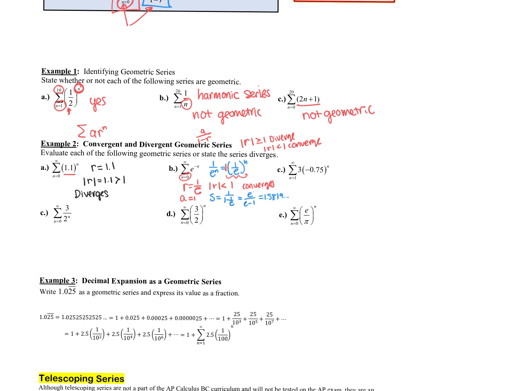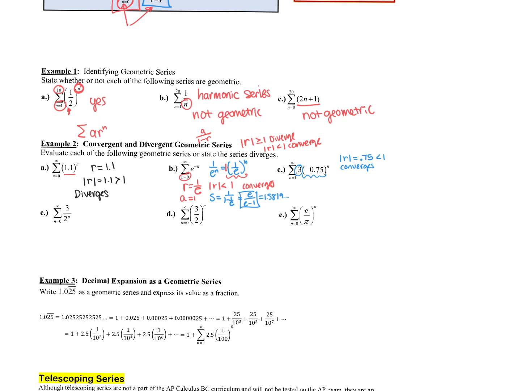So it converges, and this is the sum. Let's look at C here. This is clearly a geometric series, something raised to the nth power. This is your constant in front, so that's your a. So we want to see the absolute value of r, which is going to be just 0.75 because we don't care about the negative, we're looking at the absolute value, and that is less than 1, so this converges.